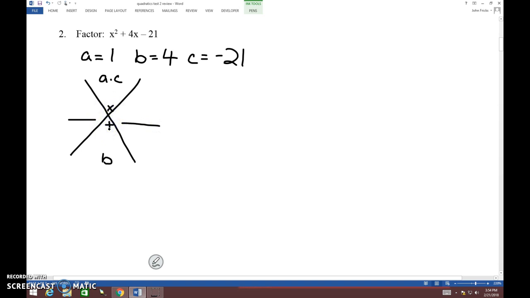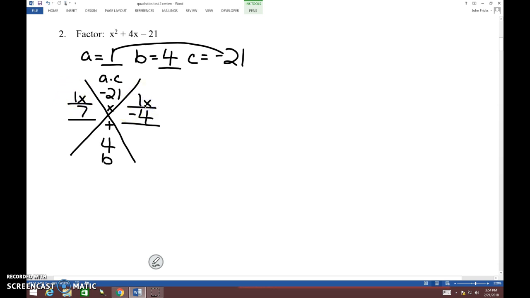So with this, we're going to say a times c is going to be 1 times negative 21, which is negative 21. And then b is going to be equal to positive 4. So two numbers that will multiply together to give me negative 21, but add to give me 4, are going to be 7 and negative 4. Now, once I'm finished with that, all I need to do is take whatever my a value was, which here was 1x. And we're doing the diamond method, in case you're not sure what method we're working on here.